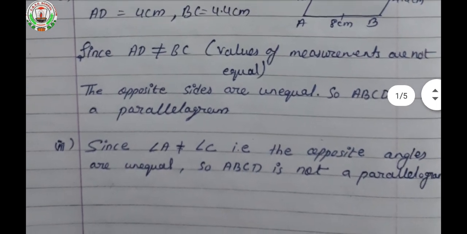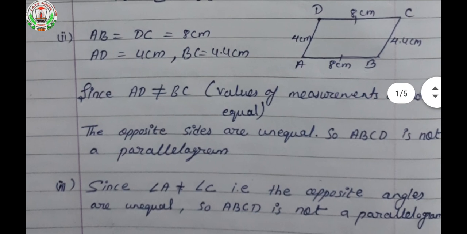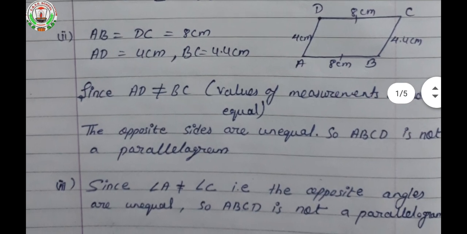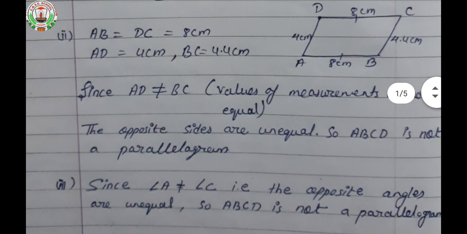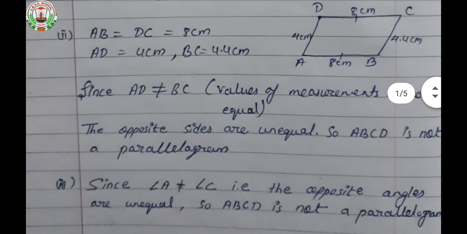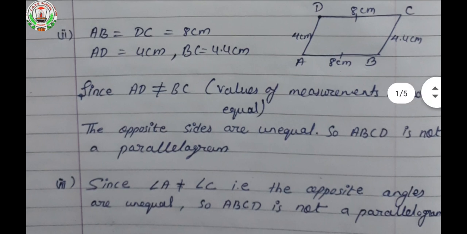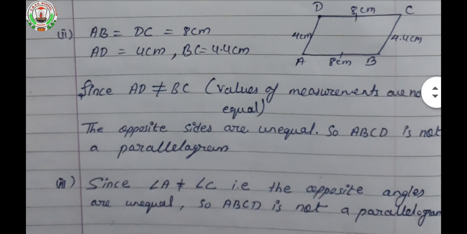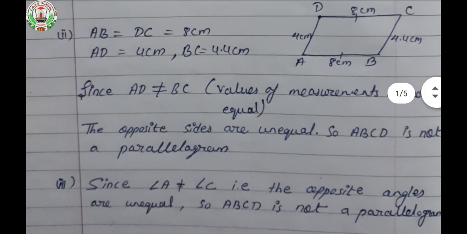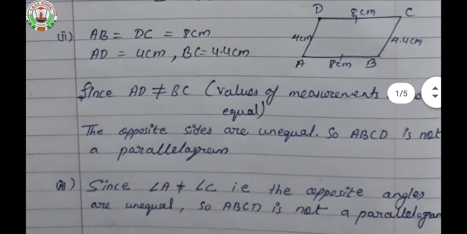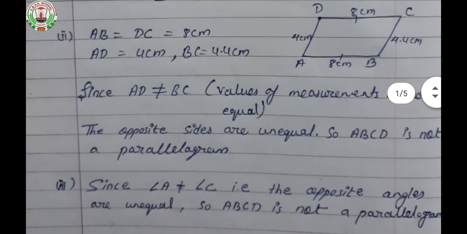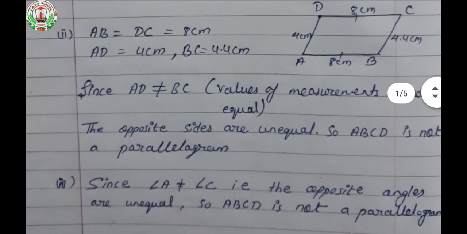That means angle A will be opposite to angle C and angle B will be opposite to angle D. That means the value of angle A will be equal to angle C and the value of angle B will be equal to angle D. Their values must be equal. Since here angle A value is 70 and angle C value is equal to 65, both are different. Hence, by the property of a parallelogram, the opposite angles are not equal, isn't it? Therefore, ABCD is a quadrilateral but not a parallelogram.